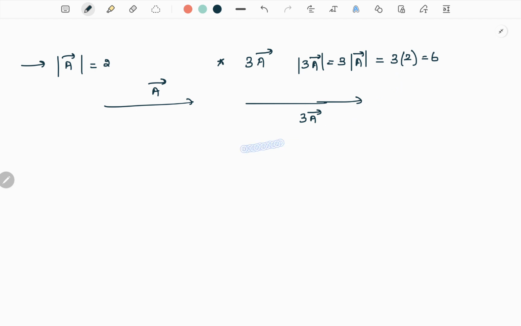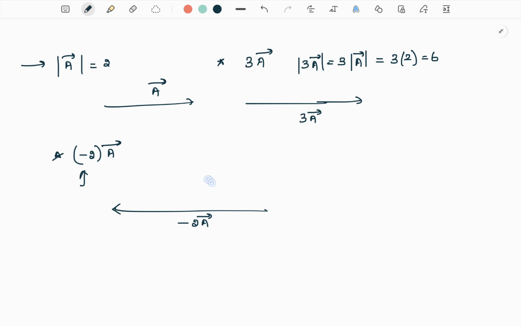Then suppose, instead of multiplying a bar with a positive scalar, it's multiplied with a negative scalar, something like minus 2a bar. Then what about the direction and the magnitude of minus 2a bar when compared with a bar? Observe that it's a negative scalar, so minus 2a bar would be in the opposite direction of a bar. So the angle between a bar and minus 2a bar would be 180 degrees.